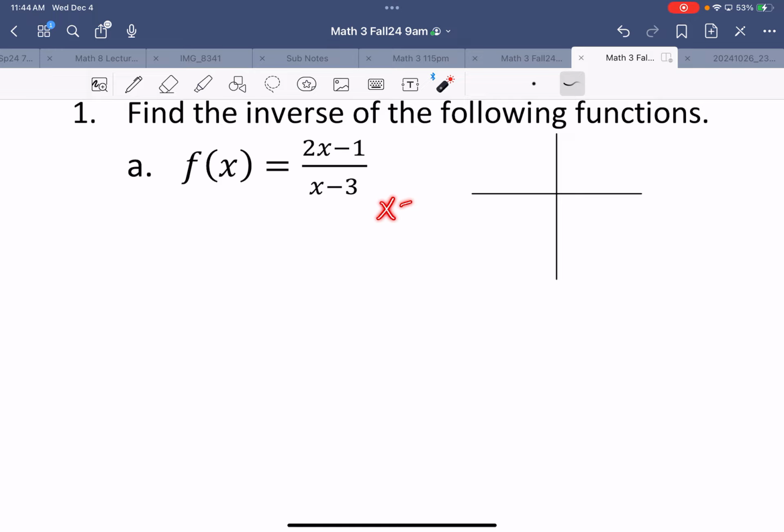So whatever makes your denominator 0, which would be 3, that's not part of your domain, but that's also where your vertical asymptote is going to be. So 1, 2, 3. That's where the vertical asymptote is. Since the degree of the numerator is the same as the denominator, your horizontal asymptote is at the division of the leading coefficients. So that means I'm going to have a horizontal asymptote at 2.